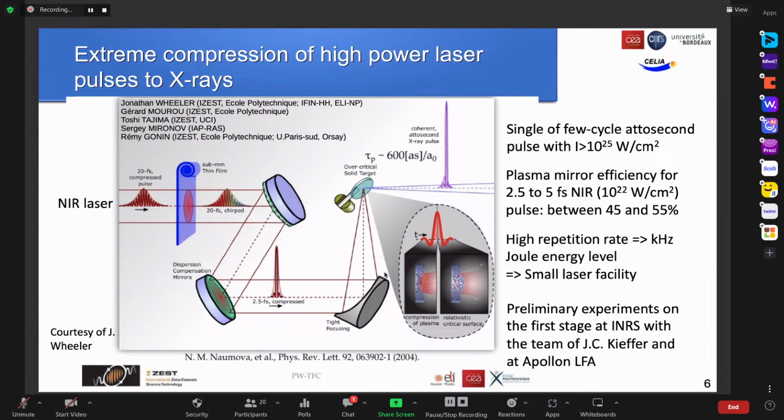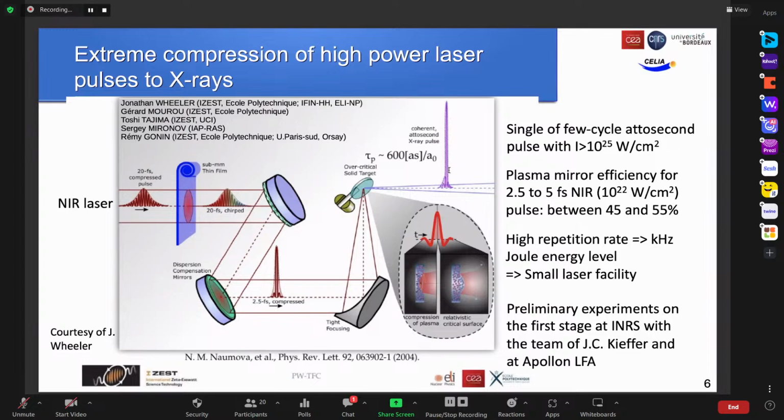And then to focus this single cycle pulse on a plasma mirror to generate harmonics. The lower the number of optical cycles interacting with the plasma mirror, the shortest attosecond bunch you can create. So this was a scheme already proposed by Natalia Naumova in 2004. Our end goal is to do the full chain. Of course, for now, we're more at the first stage experimentally, and in the next step, we'll go to the creation of this single cycle, short wavelength pulses.